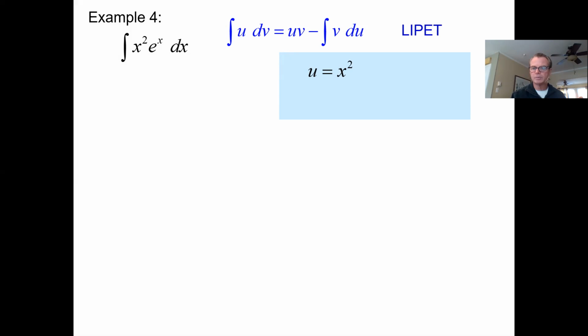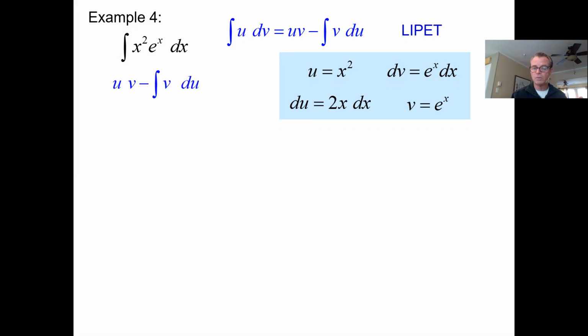So u equals x squared. Now we're going to do the rest of the term, which is dv. First column, we're going to differentiate. du/dx is 2x, so du is 2x dx. dv, we're going to anti-differentiate, but e to the x is its own derivative.